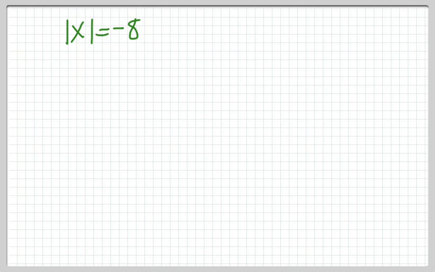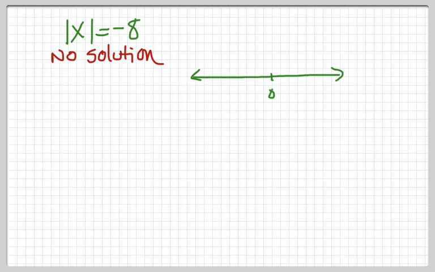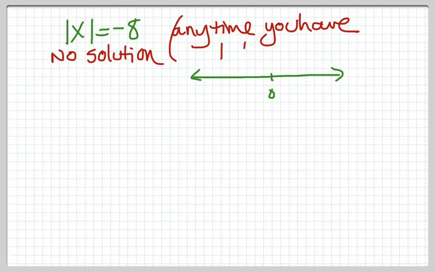Okay, let's do another one. What things are negative 8 units from 0? Well, let's look. There's 0. What's negative 8 units away? Nothing. Distance is not negative. If you have a negative after the equal sign on an absolute value problem, the answer is no solution. There's no such thing. Anytime you have an absolute value equal to a negative, it's going to be no solution.